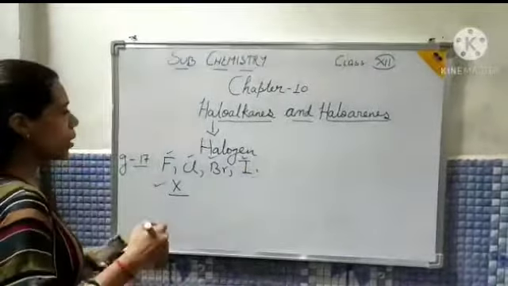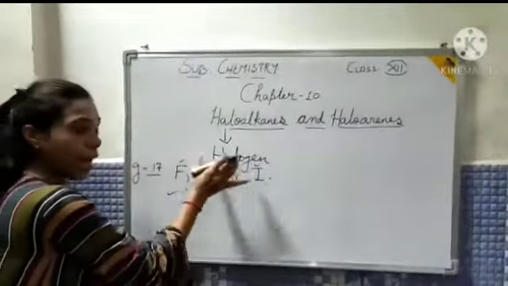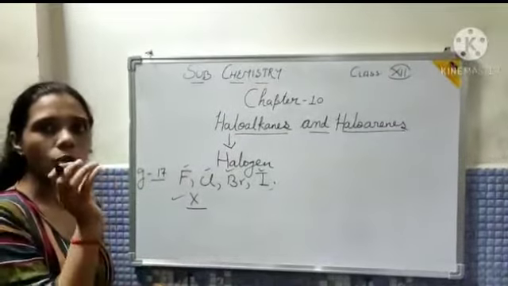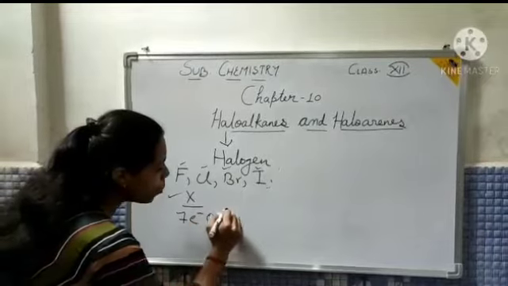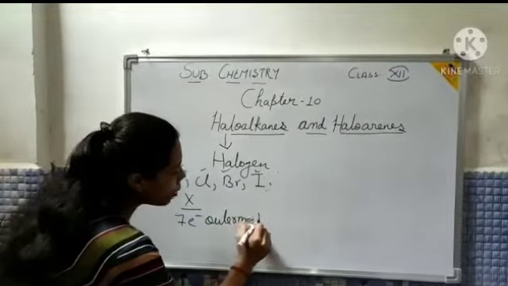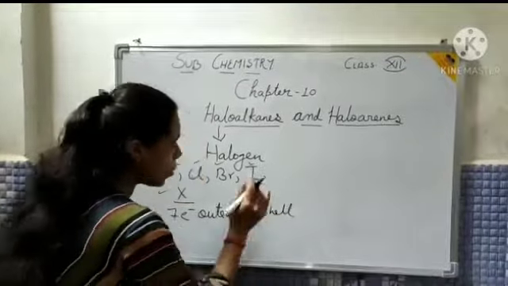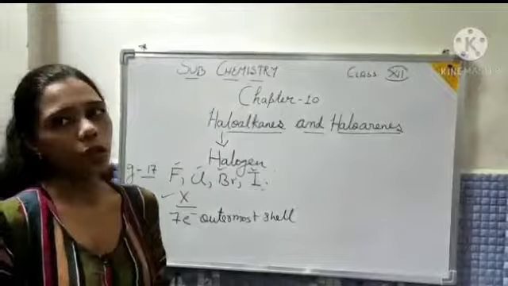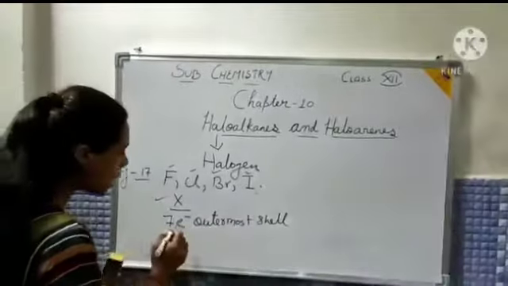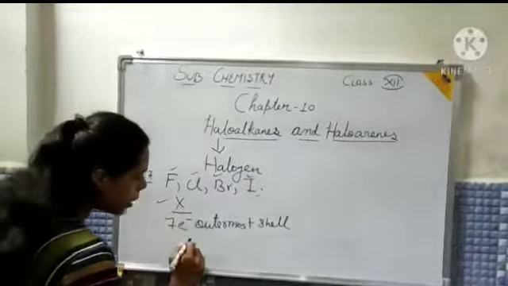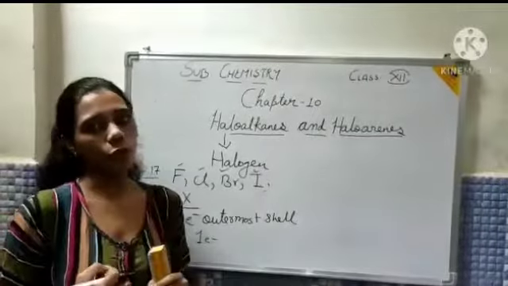Now the second thing, students, a general idea you want about halogens. In halogens, 7 electrons are present in their outermost shell. Means in the elements which belong to the halogen family, 7 electrons are present in the outermost shell. What do you understand when 7 electrons are present in the outermost shell? It means they need one electron to complete their octet, to attain the noble gas configuration.